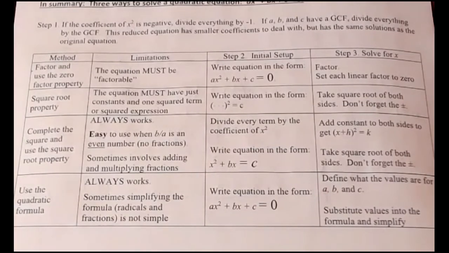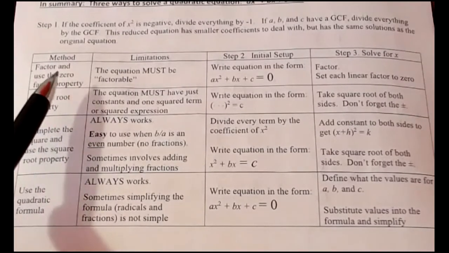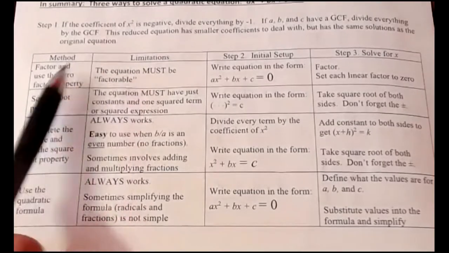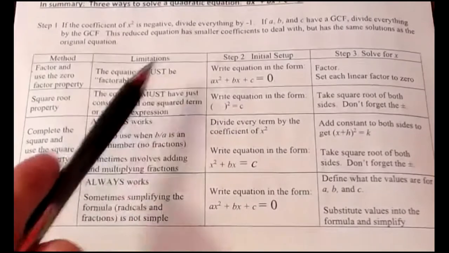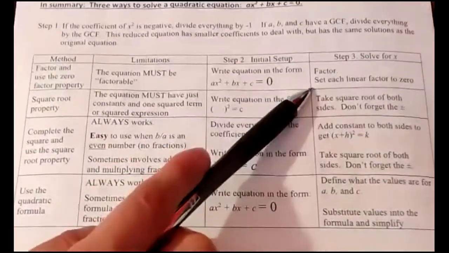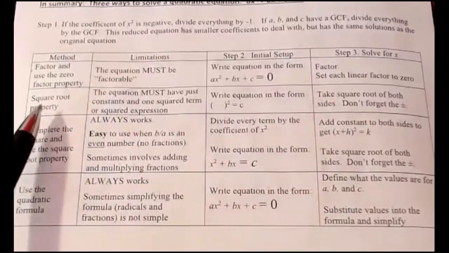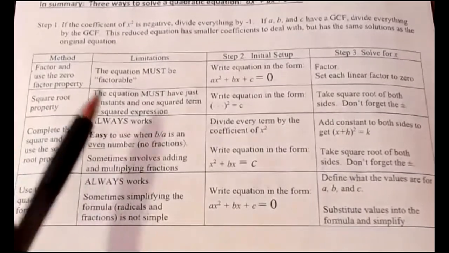And then notice that I've provided to you the different methods. So factoring and using the zero factor property. This has limitations because it has to be factorable. If it's not, you can't do this. But if you can, you'd set it equal to 0 and then you'd factor and then set each factor equal to 0 and you solve, right? If you could use the square root property, then your equation has other limitations.